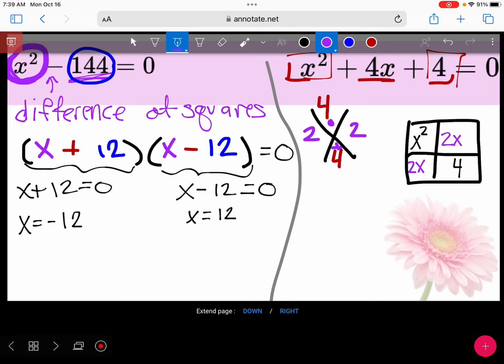Pulling our factors, we have x and 2, x and 2. If you get the same number on either side over here, that's when you really have a clue we've got a perfect square. Because we have our terms x plus 2 squared equals 0. Or x plus 2 times x plus 2. This is a perfect square trinomial.